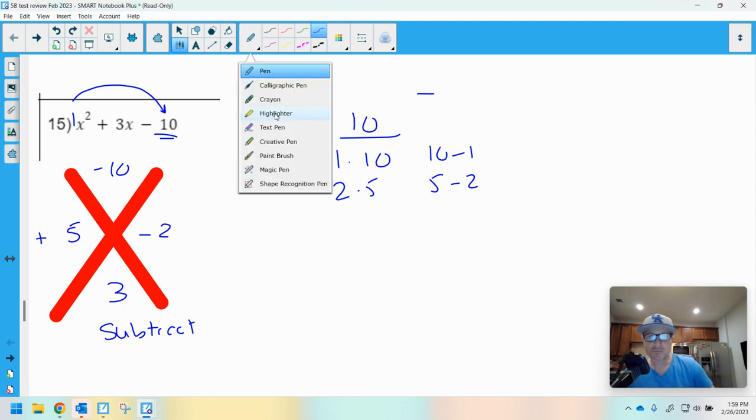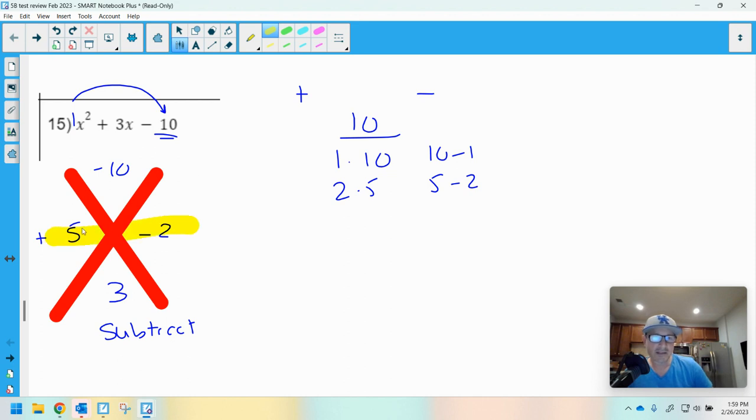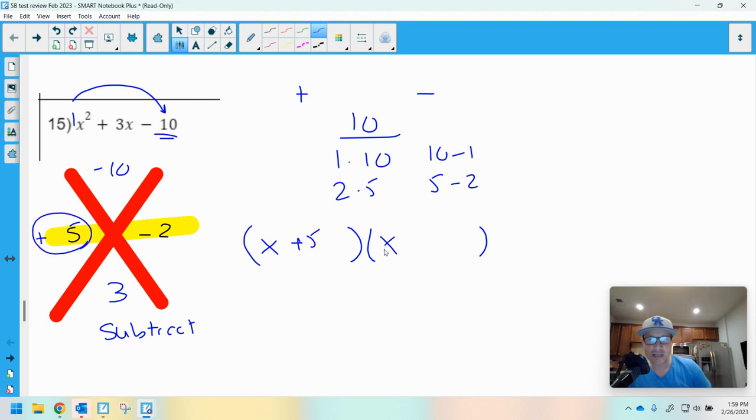Shortcut means we're pretty much done. This is your answer. You just have to put them in 2 parentheses with an X or whatever letter they're using. In this case, we're using X, and we mostly do. X plus 5 because that's a plus 5. X minus 2 because that's a minus 2. That's it. Love the shortcut.